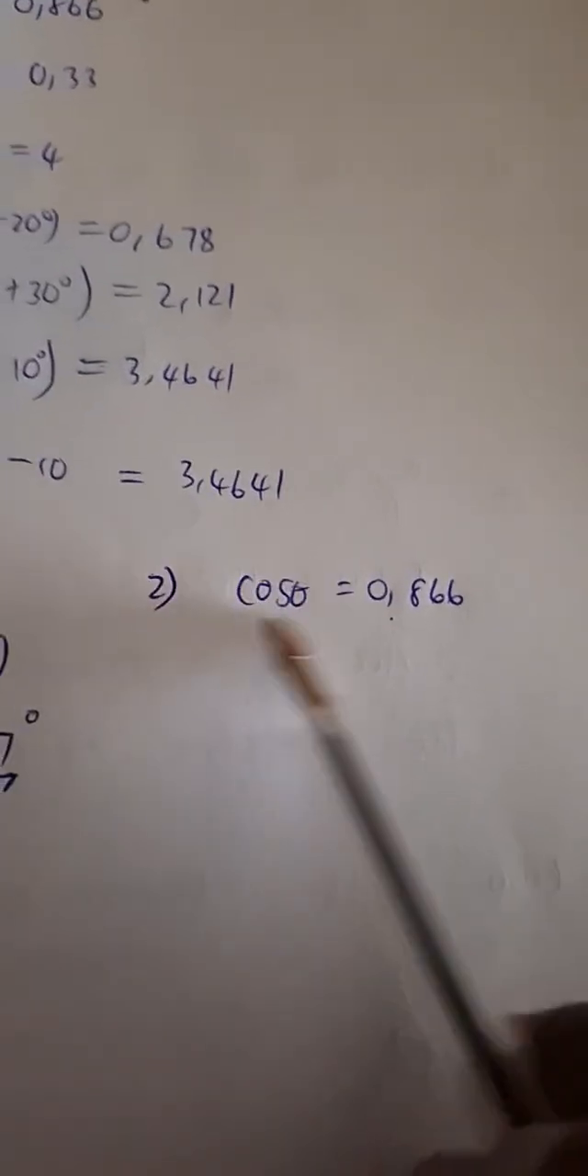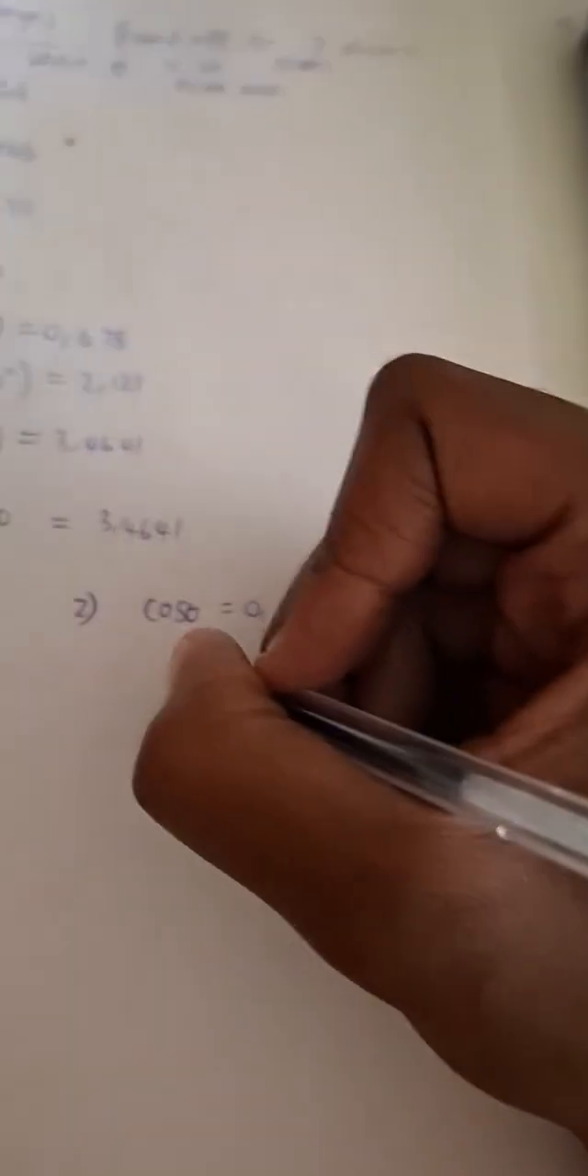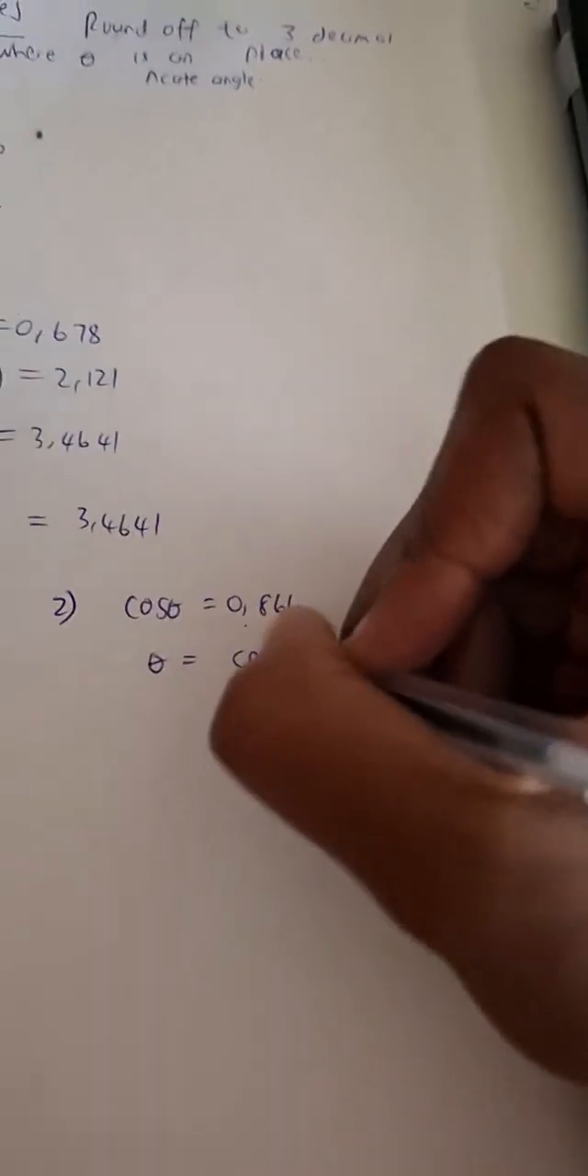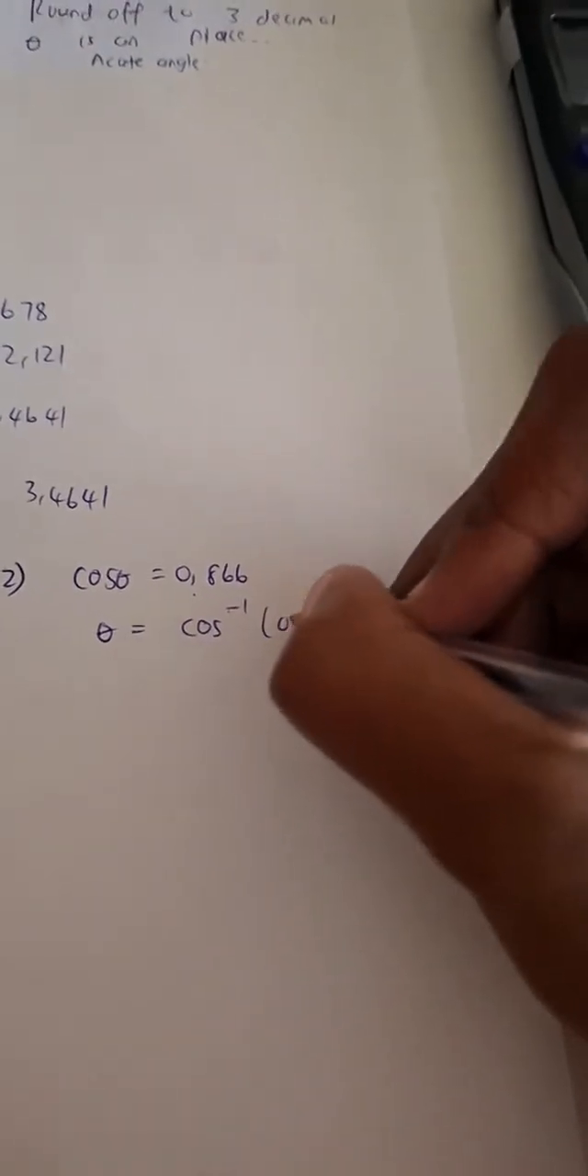0.866. So once again, the trig ratio has been isolated. There's a numerical value on the right. So obviously we isolate theta. We take the, yes, very good, Lerato.